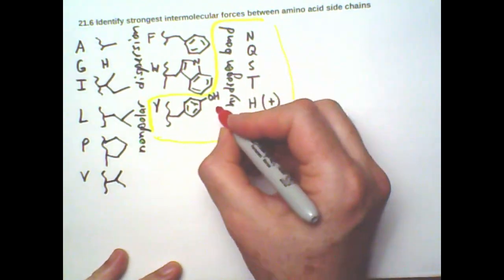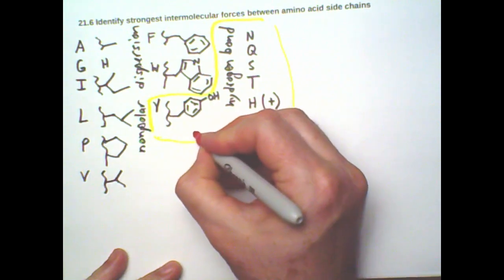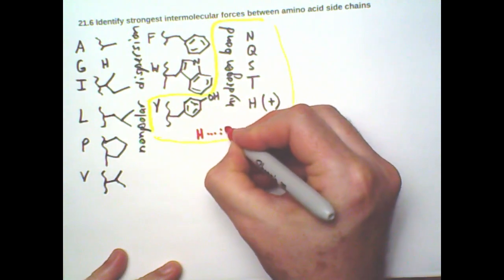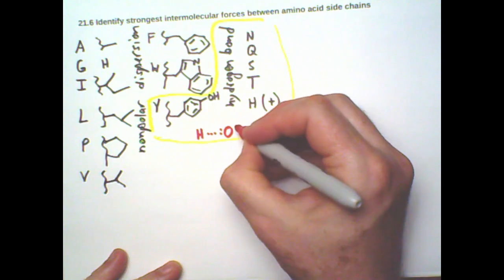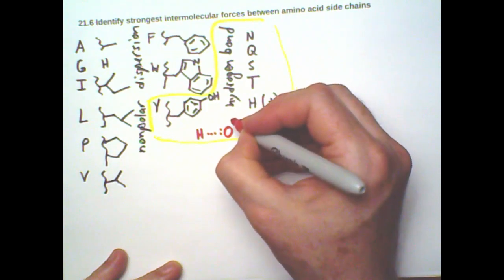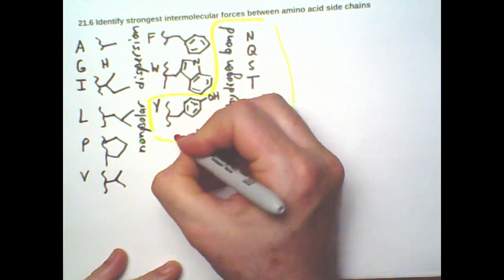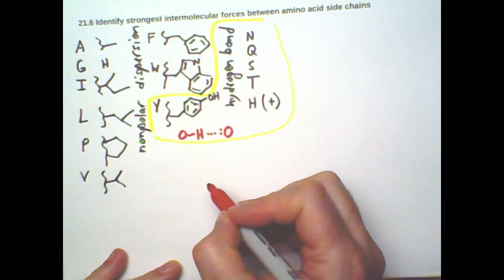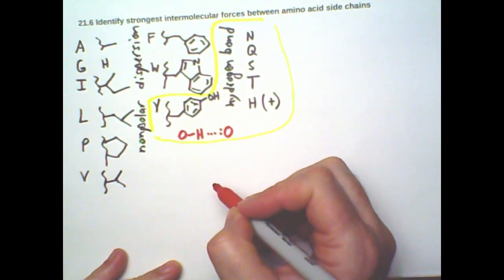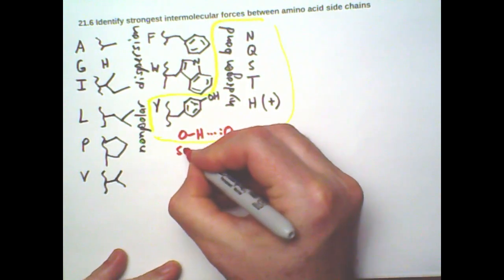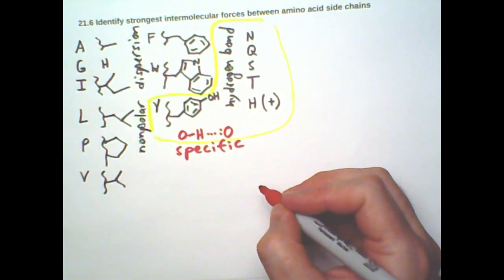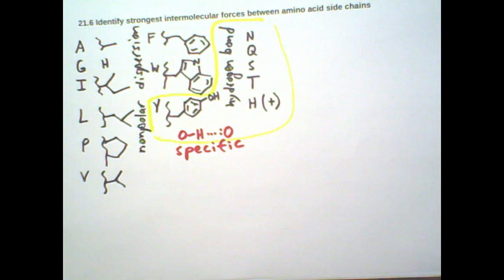But the groups have to line up just right. You've got to have that H, O, you've got to have that H that gets sandwiched between two O's or between an O and an N. So everything has to line up just right. These are specific interactions. There are some other specific interactions.